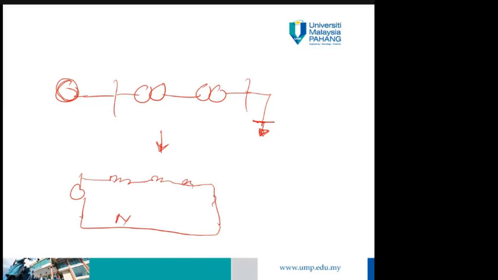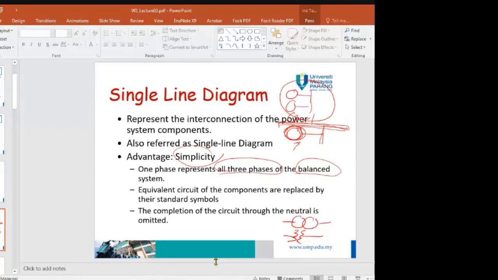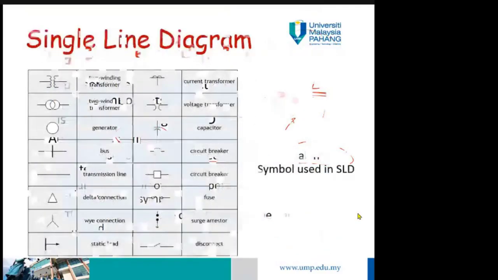But in a power system single line diagram, we don't have to draw the neutral network. But we have to understand that they actually have the neutral line in this single line diagram. Also called a one line diagram. So when they ask what is the one line diagram, it is the representation of a three phase system by using a single phase, single line diagram like this.